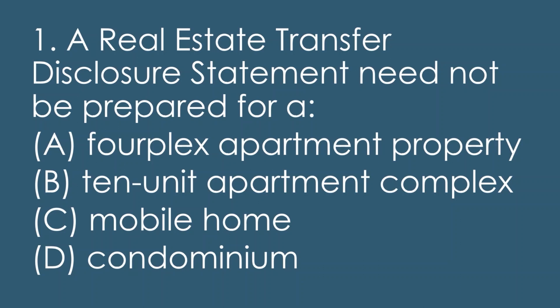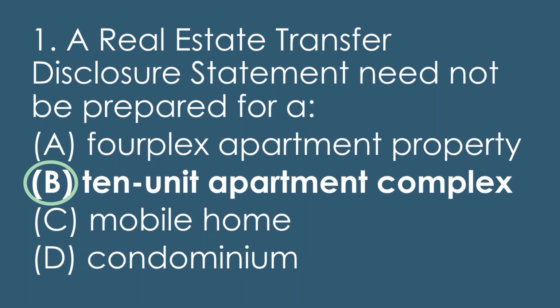But let's make sure on the other ones before going with B. Well, a mobile home is intended as a primary residence, even though it may be technically personal property, so it does require a transfer disclosure statement, as does a condominium. So all of these require transfer disclosure statements except B, 10-unit apartment complex. And let's go through a little bit of the specifics of what that TDS is.